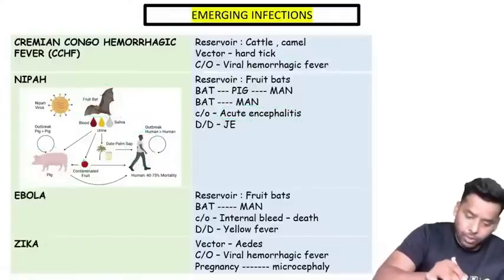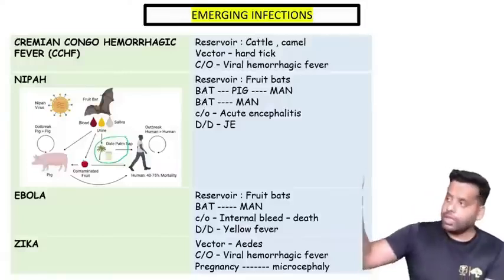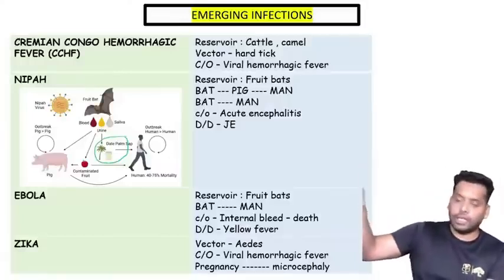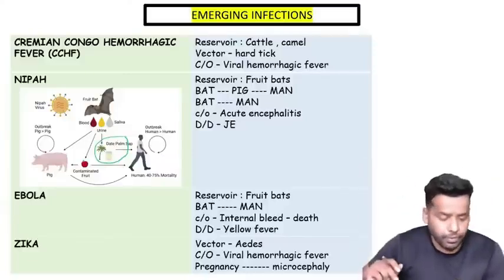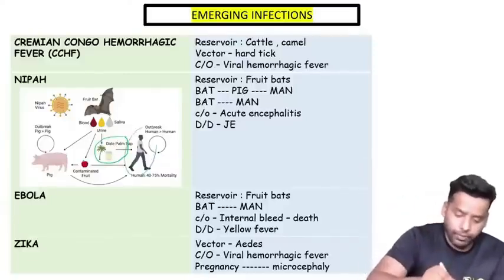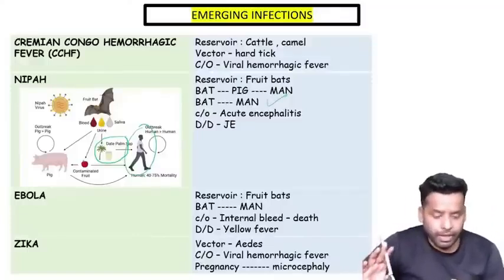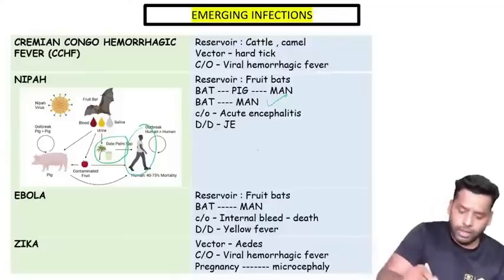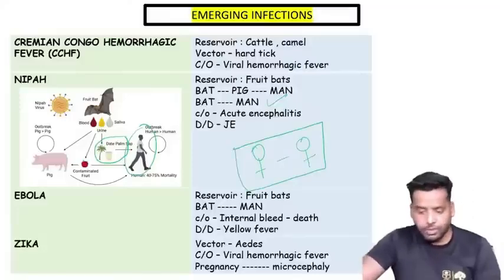Then what happened in Bangladesh? Bat was dropping the urine in the date palm sap that they used to consume. They used to keep the date palm collection containers there. Bats will go and drop their urine. When you consume that, you will suffer. Bat to man. These questions will be framed in the exam. Then there is man-to-man transmission within the family.